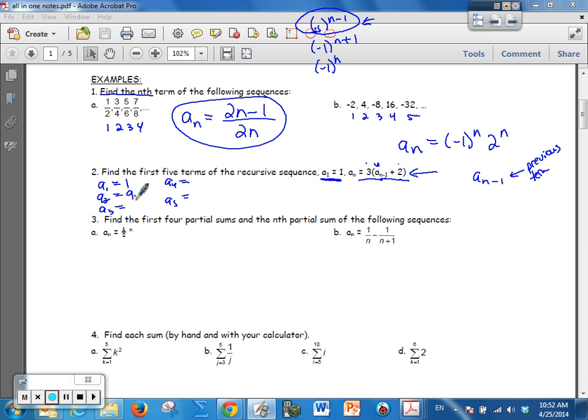Okay, so maybe some of us need to write it out. Let's write the next term out. So a sub 3 equals 3 times, what is the term before 3? That's 9 plus 2. So that's going to be 11, 3 times 11, or 33. So the third term is 33. Okay? The fourth term, a sub 4 equals 3 times. The term before the fourth term was the third term. So I write that down, 33 plus 2. So what is that? 35 times 3, which is 105.